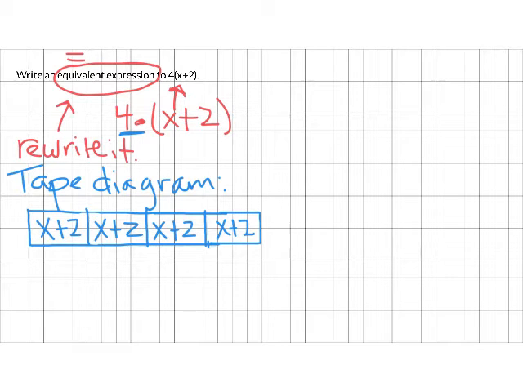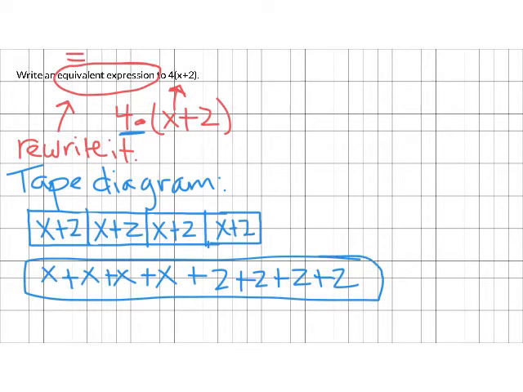What I can see here is that I have 1, 2, 3, 4 x's. And I can also see that I have 4 2's: 1, 2, 3, 4. So this is an equivalent expression. That works. I could also say, though, that this is like 4 x's, and then 2 plus 2 plus 2 plus 2, that's like 8. So my equivalent expression to 4 times x plus 2 could be 4x plus 8.